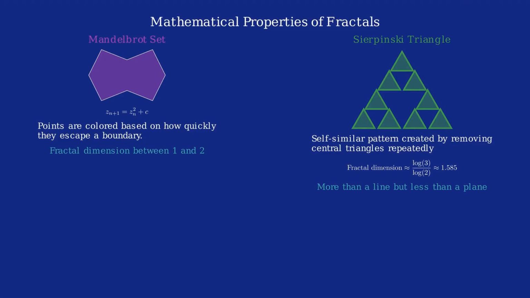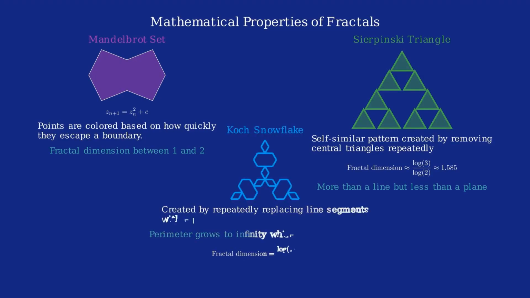than a plane. The Koch snowflake demonstrates a fascinating property. Its perimeter grows to infinity while its area remains finite. It has a fractal dimension of approximately 1.26.